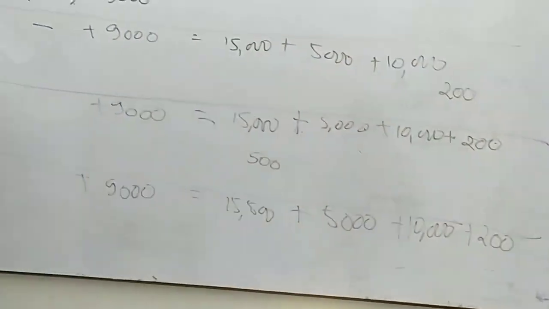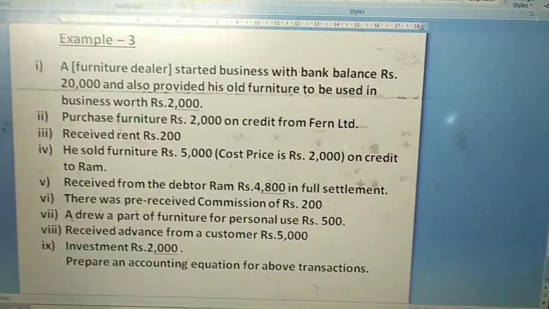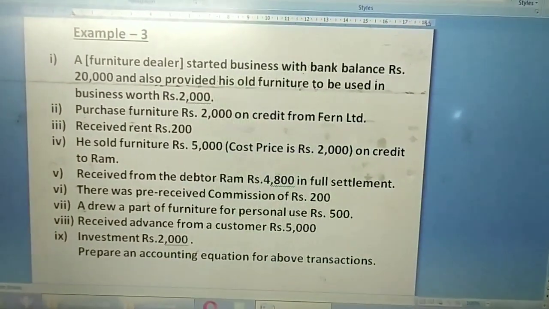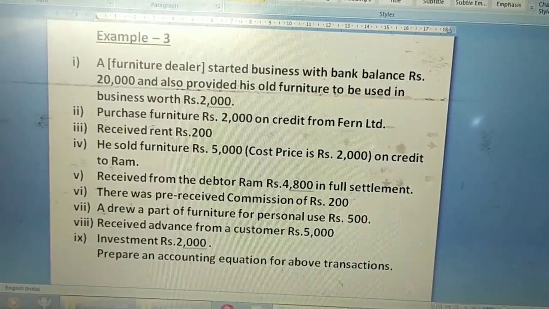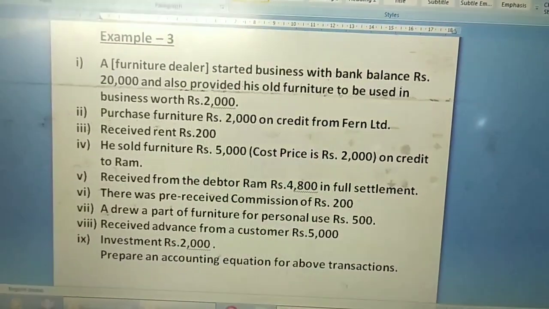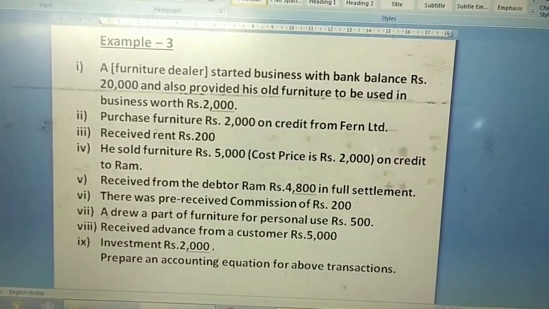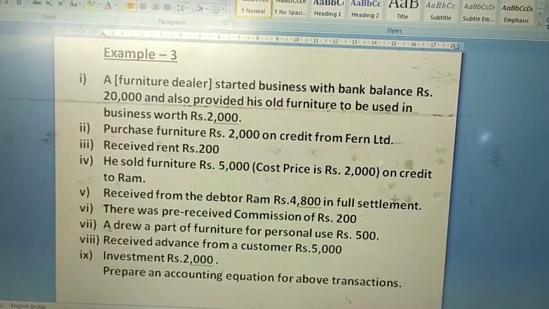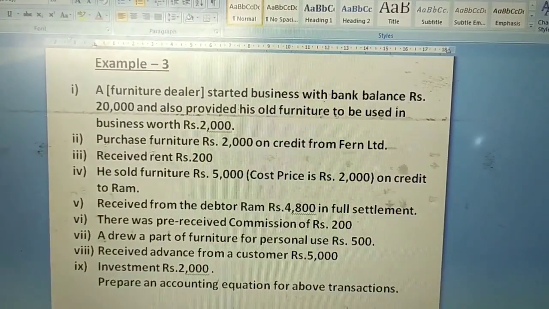So this is our example number 2. This is our last example. Please take the screenshot. It's about a furniture dealer. He is dealing in furniture and this is the sum. There are 9 transactions in this sum. We will be doing each and every transaction slowly on the whiteboard. I will show the accounting equation. Have patience.